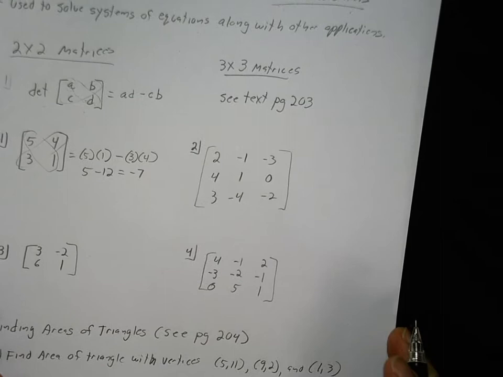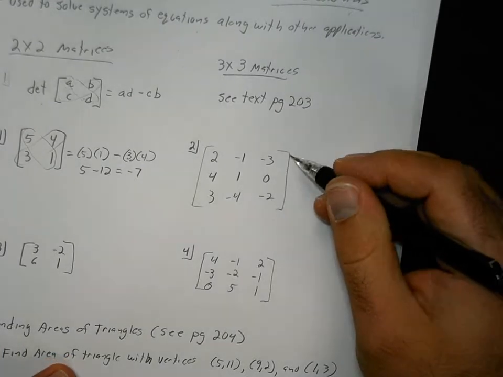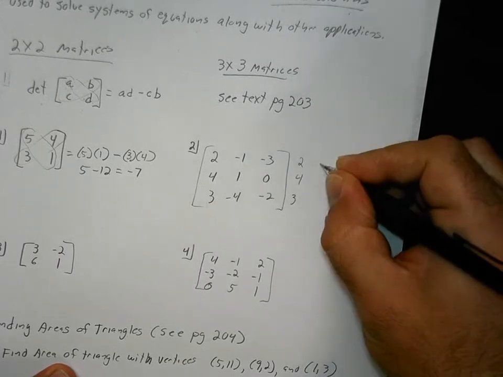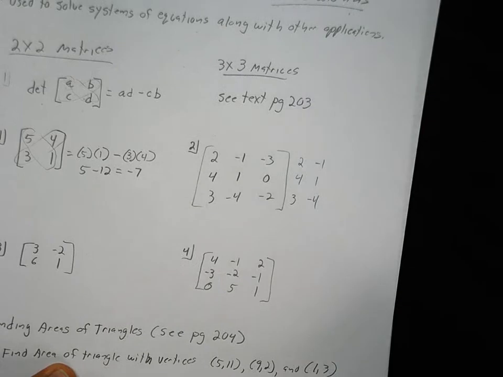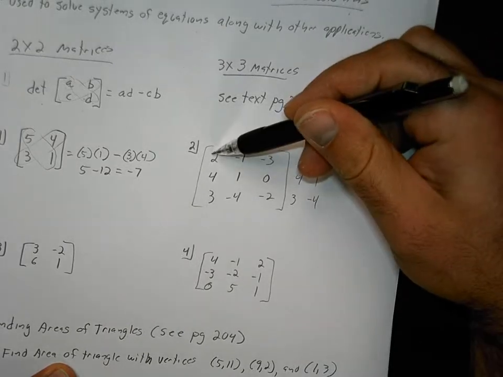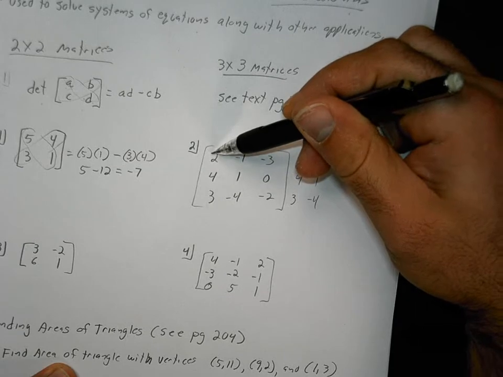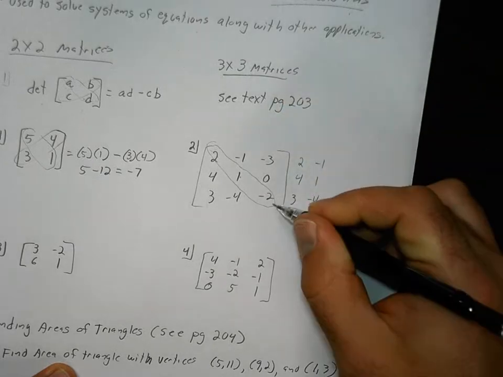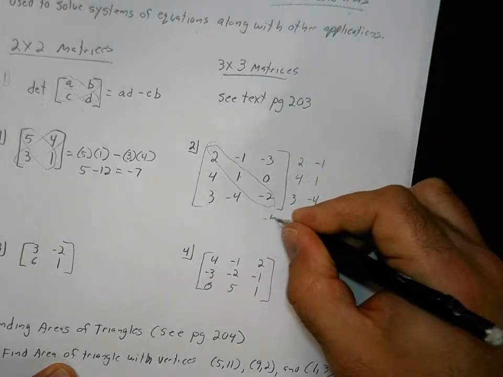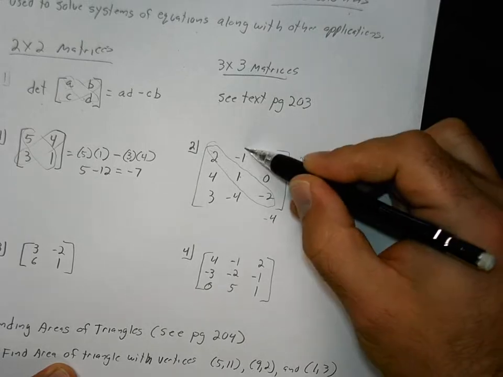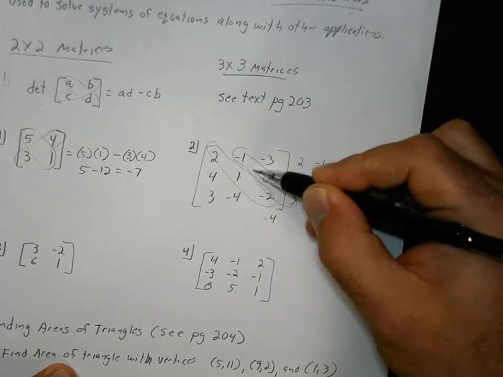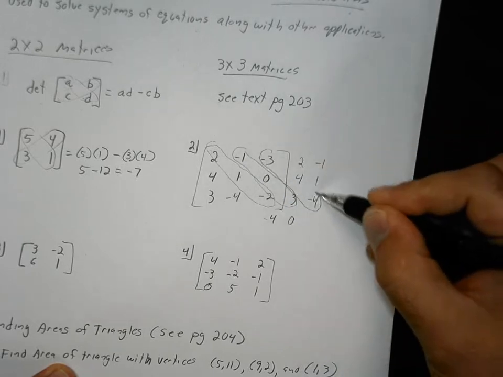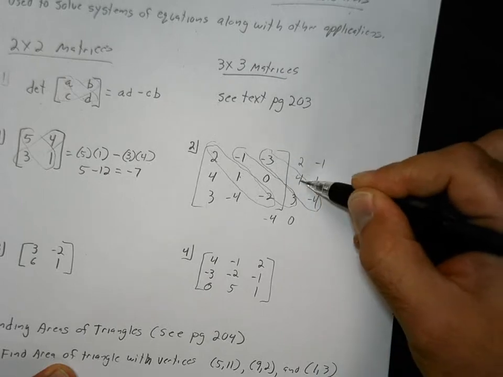Okay, 3 by 3, a little longer process. So we start by rewriting the first 2 columns. And then we start multiplying. We start in the top left, we multiply 2 times 1 times negative 2. So 2 times 1 is 2, times negative 2 is negative 4. I like to write them just below here. Then you go negative 1, 0, and 3. Anytime I have a 0, the product is going to be 0. That's nice. And then finally this one, negative 3 times positive 4 times negative 4.